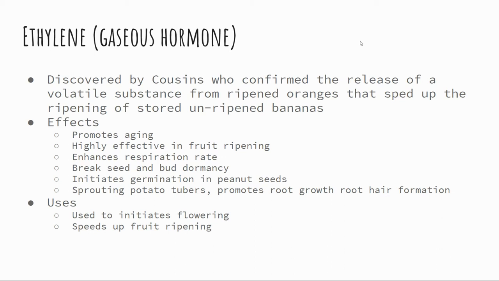Ethylene is going to be a gaseous hormone discovered by Cousins, who confirmed the release of a volatile substance from ripened oranges that sped up the ripening of stored unripe bananas. Effects. All right, ethylene promotes aging, is highly effective in fruit ripening, enhances respiration rate, breaks seed and bud dormancy, initiates germination in peanut seeds, sprouting of potato tubers, and promotes root growth and root hair formation. Uses: it is used to initiate flowering and speeds up fruit ripening.